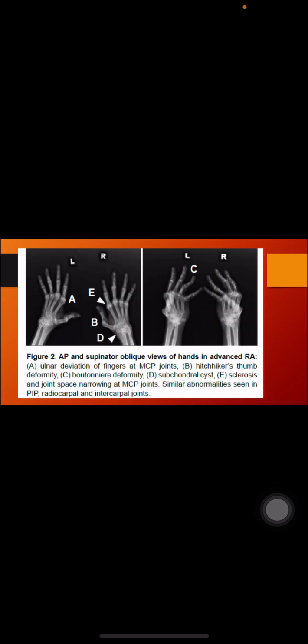Okay, this is the late stage where you can see deformity: hitchhiker's thumb, which is the B, ulnar deviation of the fingers at the MCP joint, boutonniere deformity, subchondral cyst, sclerosis, and joint space narrowing. And these abnormalities are also seen in the PIP, radiocarpal, and intercarpal joints.